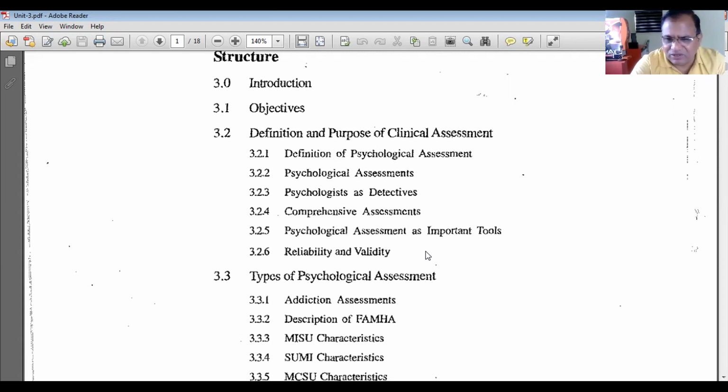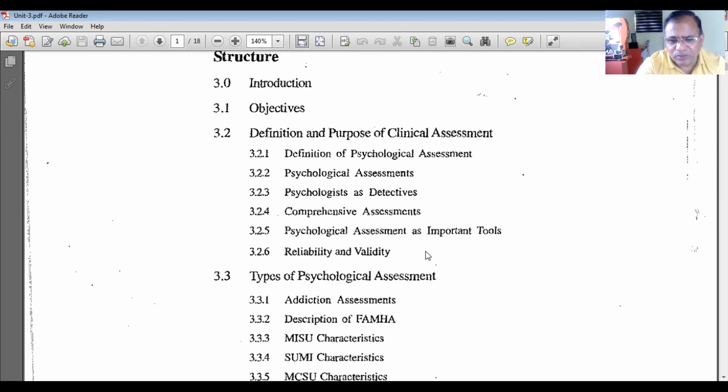Definition of psychological assessment. How can psychological assessment be defined? Just try to understand how it can be defined. It can be defined as the process. So psychological assessment is the process of diagnosing or finding out the root cause of the problem of the client. Diagnosing the root causes of the problem of the client. That is the simple definition to be kept in mind. We'll see later on what is given in the book.